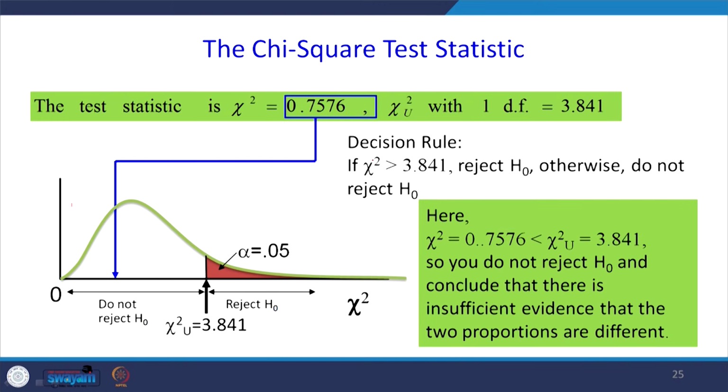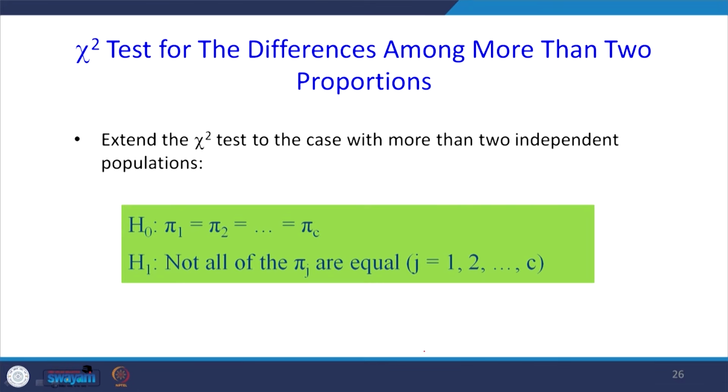If the chi-square value is greater than 3.841, reject H naught, otherwise do not reject it. Here the chi-square value, that is 0.7576, is less than 3.841, so you do not reject H naught and conclude that there is insufficient evidence that the two proportions are different. That means that both are the same, P1 equal to P2.